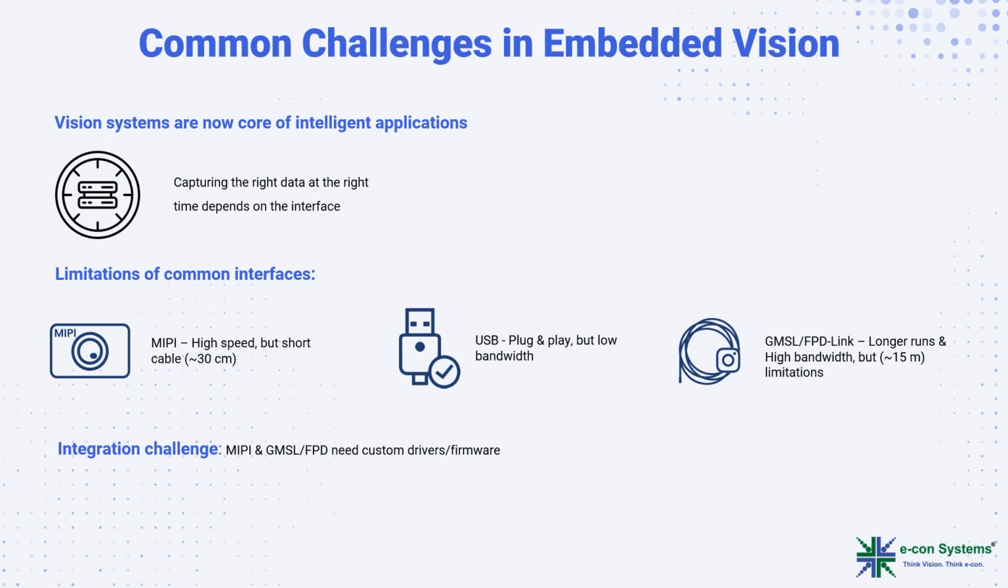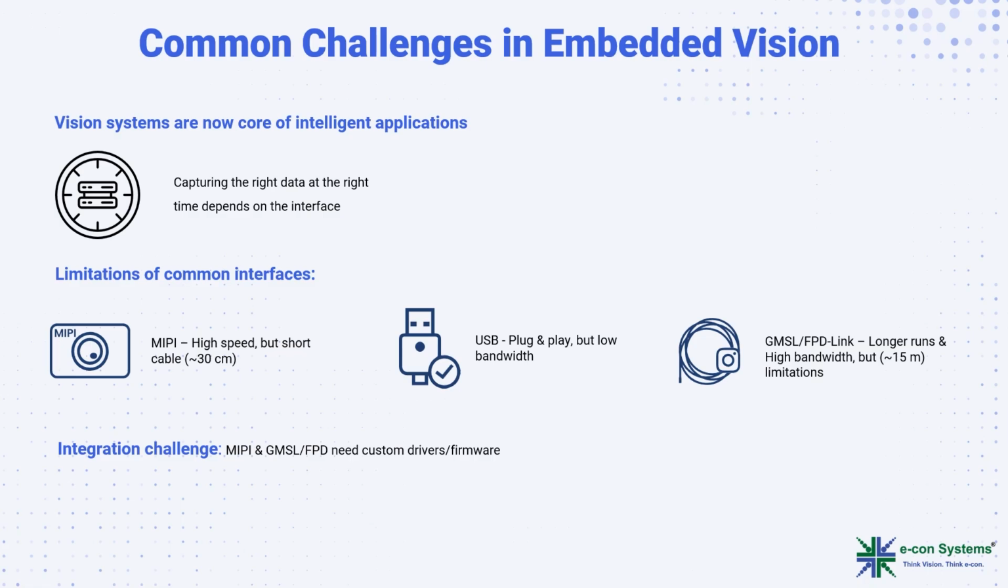Let me start with one of the common interfaces, which is MIPI CSI-2. If we are designing an in-box camera, MIPI CSI-2 is one of the common interfaces where you can transfer high bandwidth data, but the limitation comes in the range. It can extend the range up to 30 centimeters. And second is USB. USB is easy to use and plug and play, but the limitation comes with transferring high bandwidth data and the range.